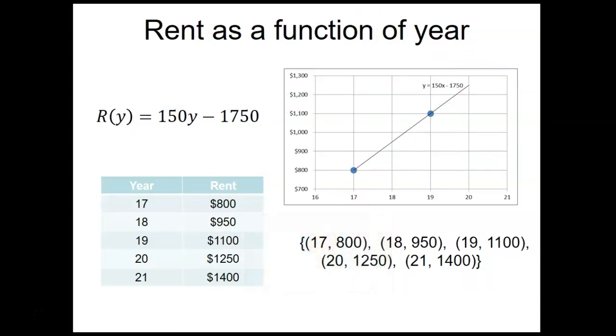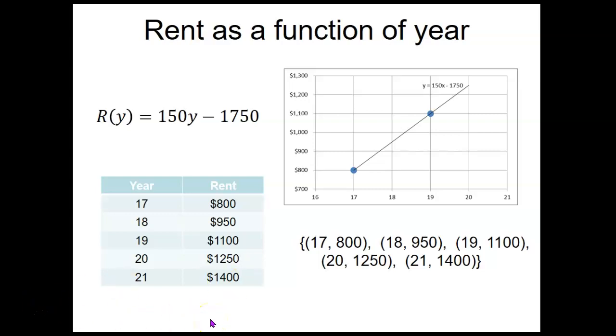So here's one specific example. Suppose the rent for an apartment is changing from year to year. So in 2017, it was $800 a month. In 2018, it was $950. In 2019, it was $1,100, and so on. So you can think of the rent as a function of the year.